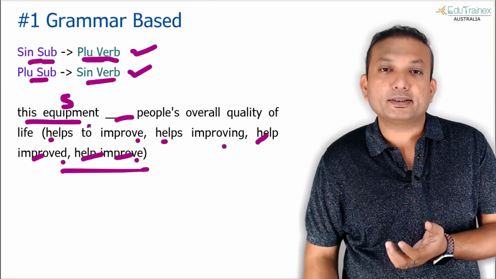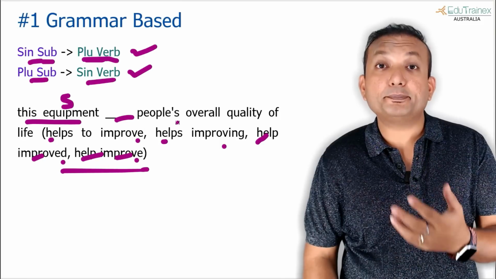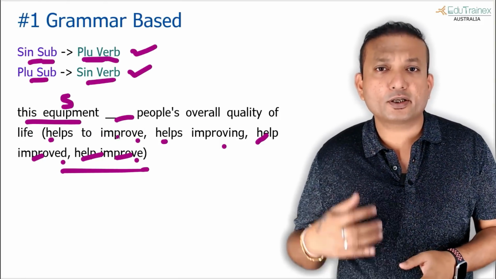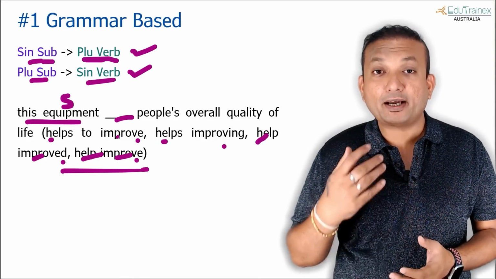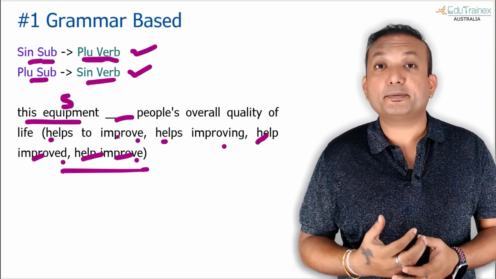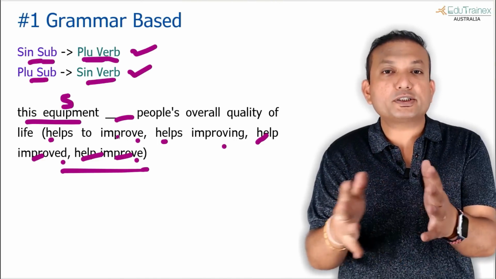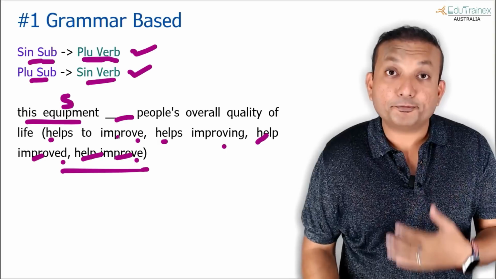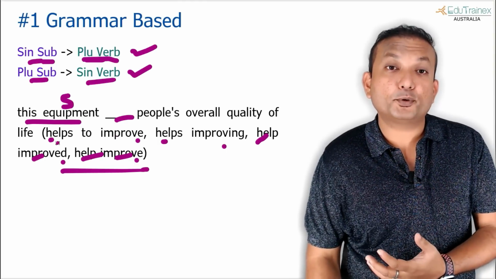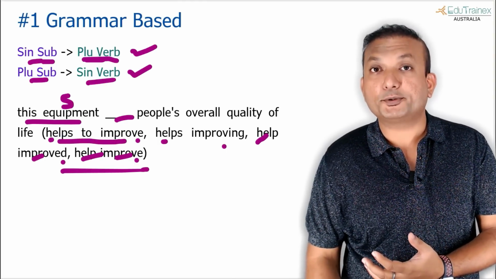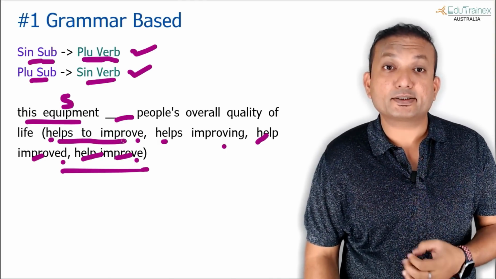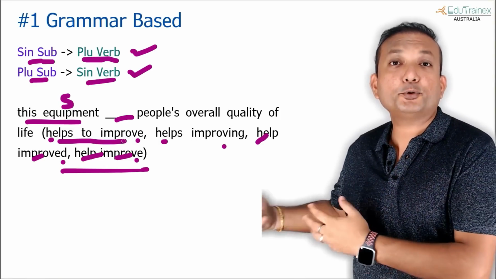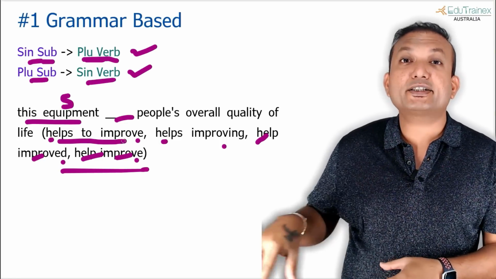Now see, this equipment helps to improve people's overall quality of life, or helps improving people's overall quality of life. So you have to choose which one is conveying the best meaning. Here you don't see the whole sentence. I just extracted part of the sentence. But if you see the whole sentence, you will be able to understand which is the best answer. Helps to improve someone's quality of life. Helps improving in doing something. That's how the English language is structured.